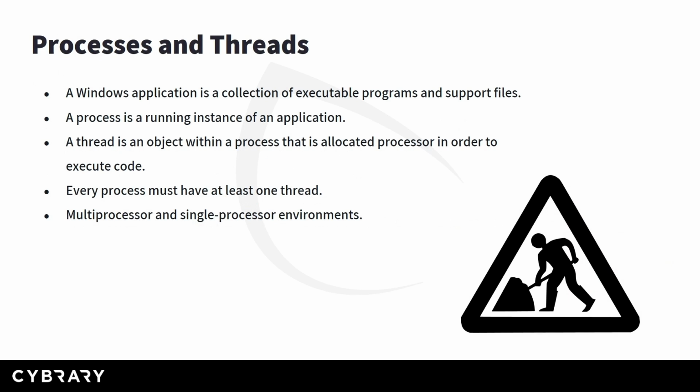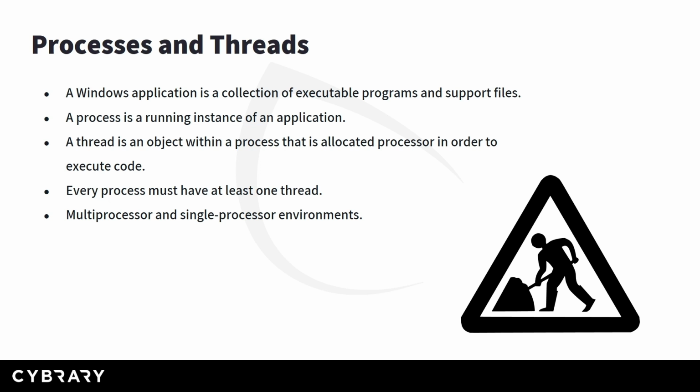As we analyzed before, a file system enables applications to store and retrieve files. A Windows application is a collection of executable programs and supporting files. For instance, Microsoft Word is a well-known Windows application. A process is a running instance of a Windows application. Note that most applications allow the user to run multiple copies of the same application at the same time. Each running instance is a separate process with its own memory space.